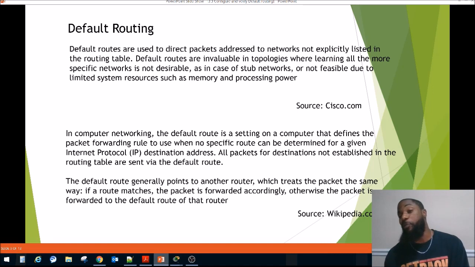We all know Wikipedia. Anybody can edit it. You can see vandalism on there. But I, however, like definitions from Wikipedia. We got two. We got the official one from Cisco.